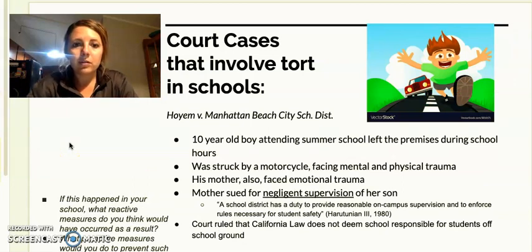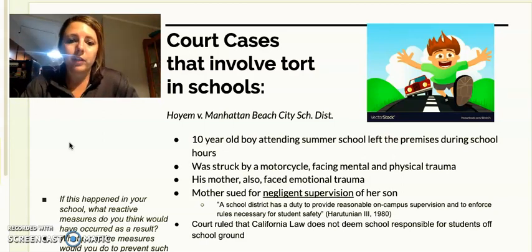The next court case that involves tort is Hohem versus Manhattan Beach City School District. A 10-year-old boy was at summer school and left during school session. Four blocks from the school, he was struck by a motorcycle, and he faced some mental and physical trauma, some emotional damage as well, some PTSD. Then when his mother came to the hospital and found out what had happened, she, without getting into specifics, also faced physical and emotional trauma. So the mother sued the school district for negligent supervision of her son.